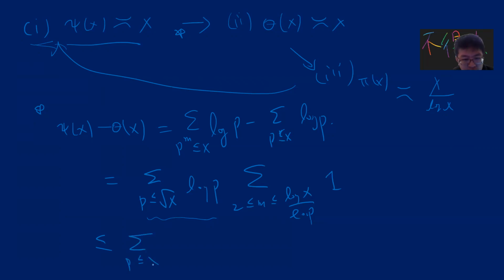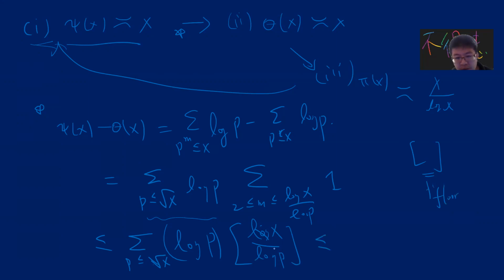Okay, so simple rule, right? So p less or equal to square root of x, and the log p. So I can easily bound this by just taking the, oh, by the way, I use this to be a floor function. So log x divided by log p, this is a floor function. Okay, so easy to see that this is at most log x divided by log p because I eliminate 1. So now I can use that log t is less or equal to t. So I can write this as square root of x log x.